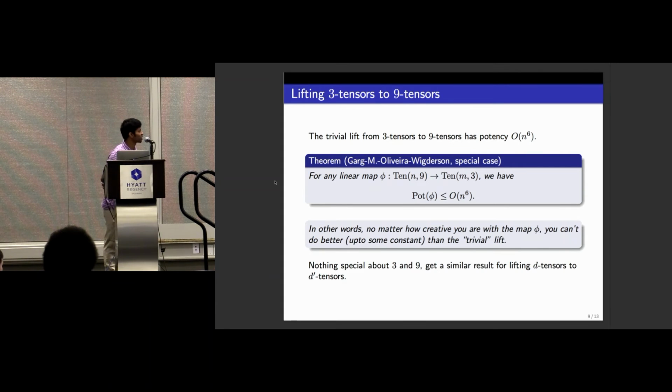And there's nothing special about 3 or 9 or anything. This is just true for any d and d prime. So if you try to lift from d tensors to d prime tensors, there's an obvious way to do it, and no matter how creative you get with the map, you will not be able to do any better.